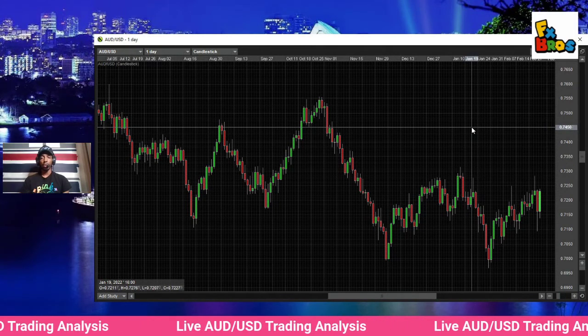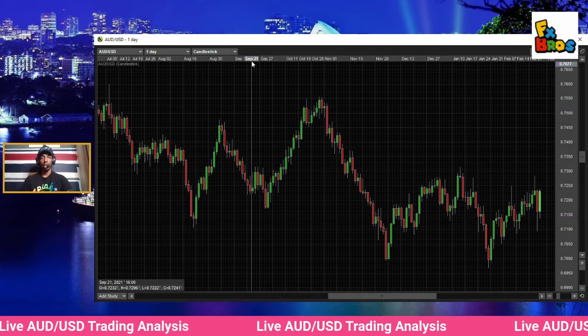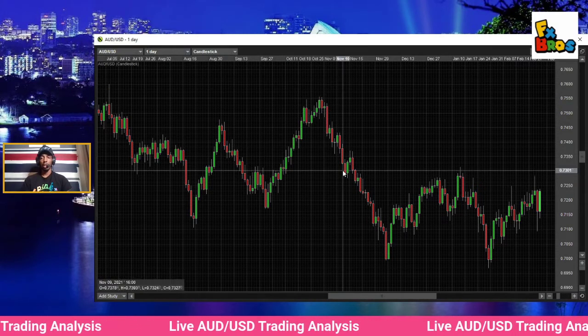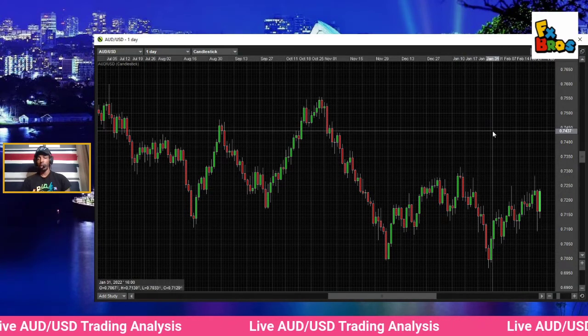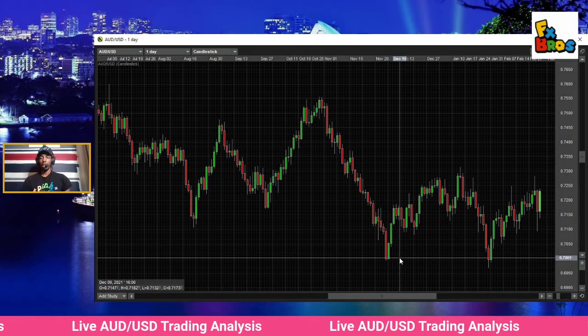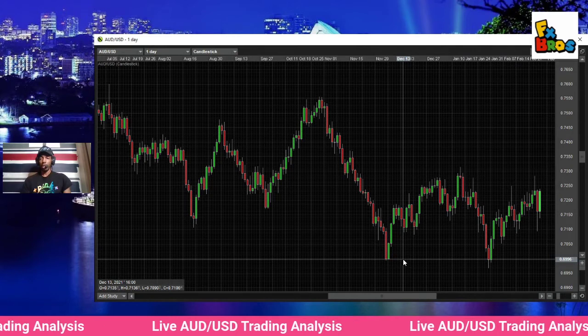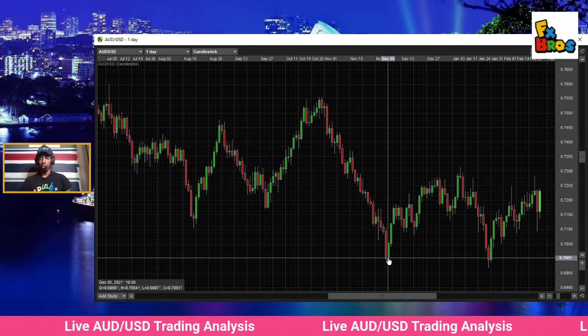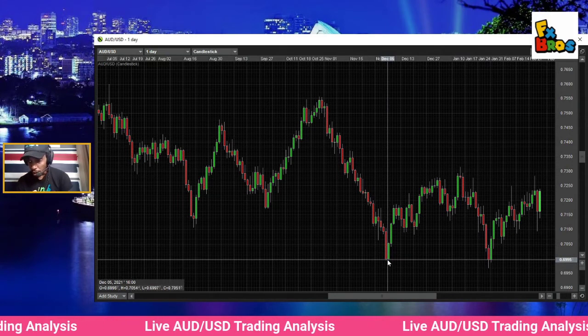So I want to start with the daily, and basically we'll find support. The best way to find support is two price levels touching, meaning we got two touches here on the daily right here.